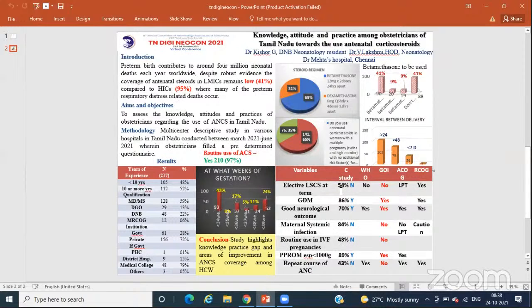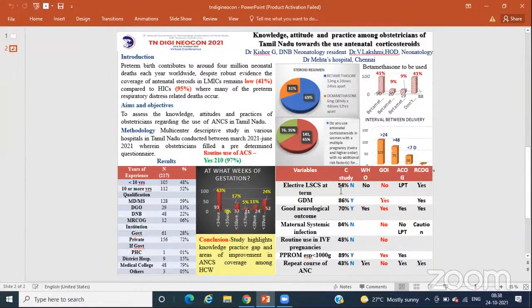89% are using it in case of preterm premature rupture of membranes, especially ELBW cases. And for the repeat course of steroid, 57% are repeating it, but as of now the Government of India doesn't recommend it, and 43% are not using it. So to conclude, my study highlights that there is a knowledge and practice gap, and there are areas of improvement in antenatal steroid coverage among healthcare workers.